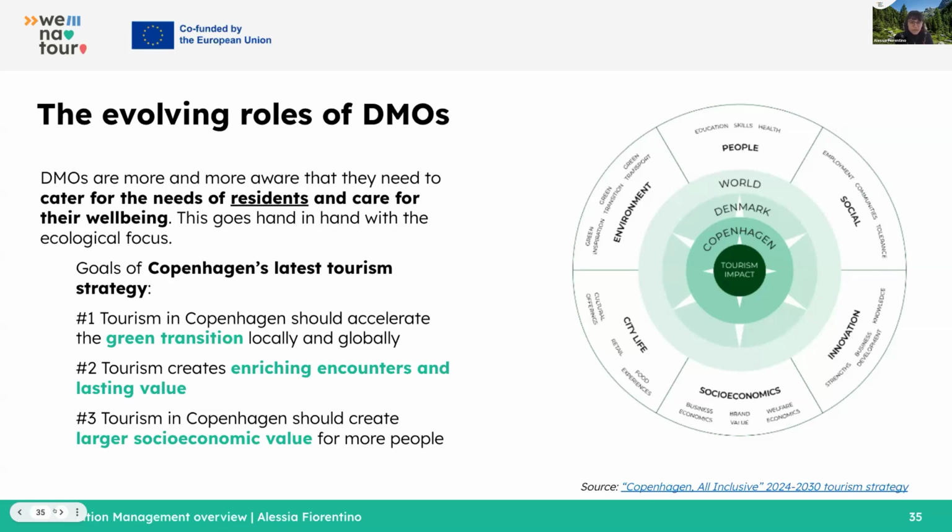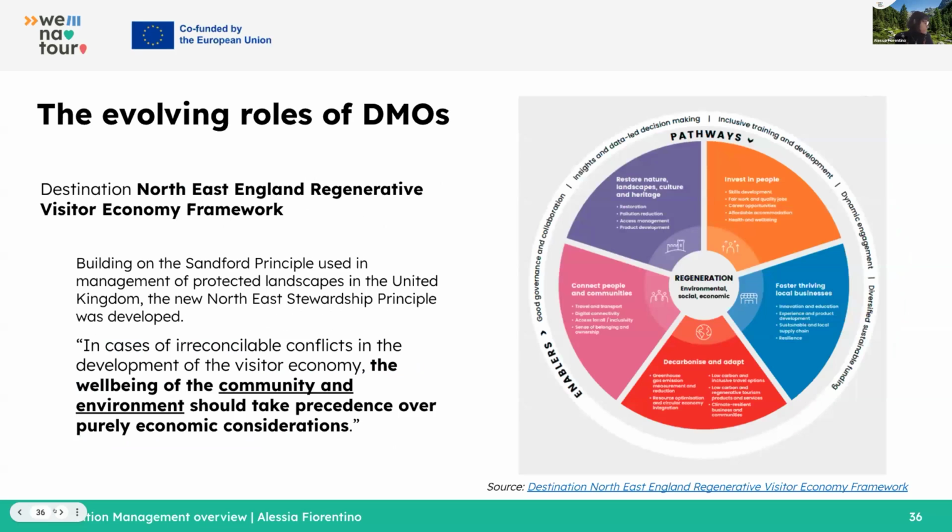Next, please. This is also a very good one. This is part of the Northeast England Regenerative Visitor Economy Framework. So you see how the regenerative word now is emerging. And I was struck by this sentence in particular. They used a principle called the Sanford principle, used in the environmental landscape domain, and they adapted it to the tourism domain.